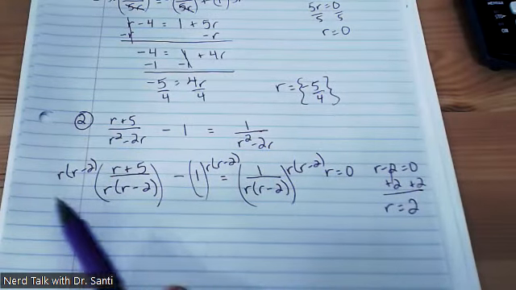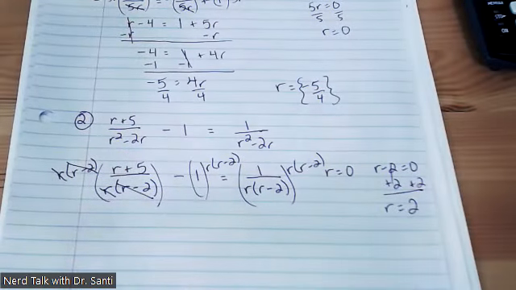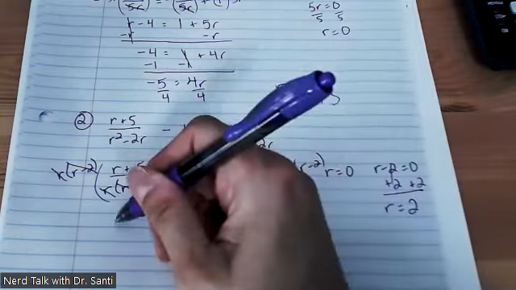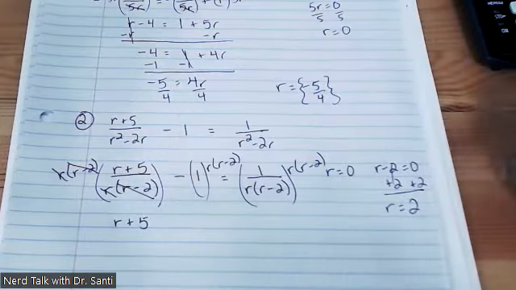Notice in our first term, we can cancel, so the r's cancel and the r minus 2 cancels out. Remember, we're dividing out common factors. So that leaves us with 1 times r plus 5, or simply r plus 5.